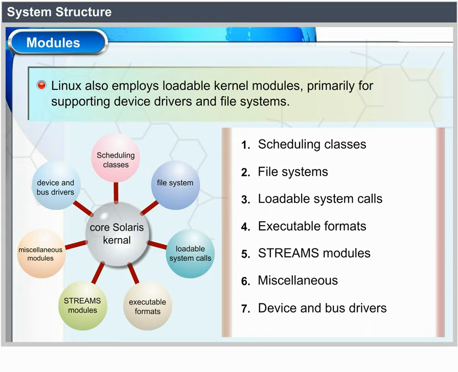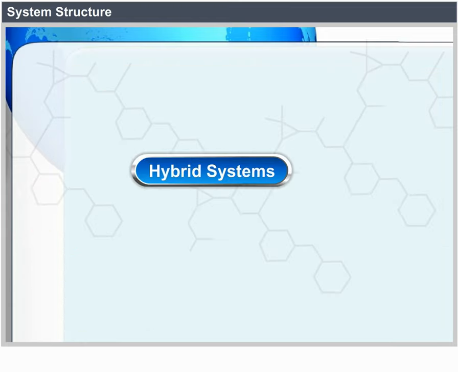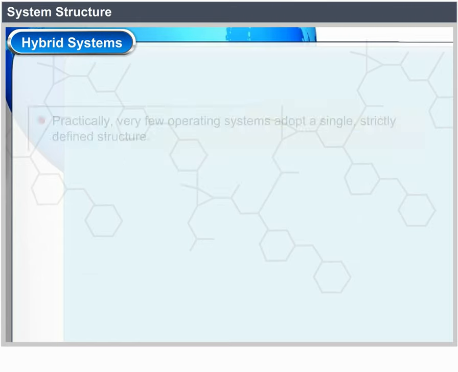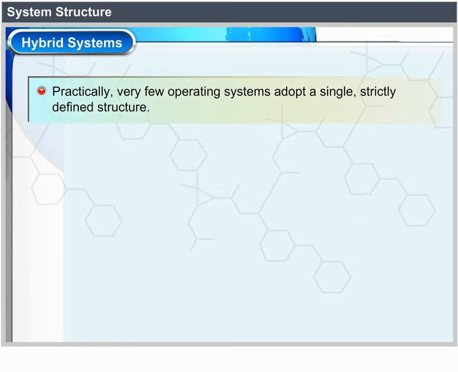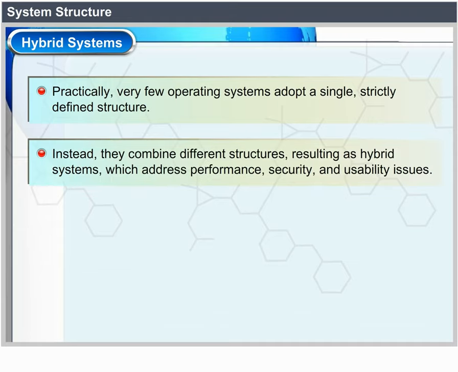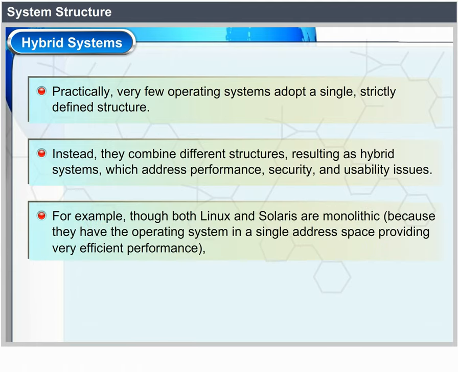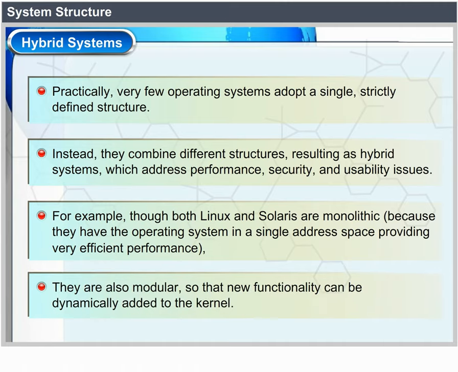Hybrid systems. In practice, very few operating systems adopt a single, strictly defined structure. Instead, they combine different structures, resulting in hybrid systems that address performance, security, and usability issues. For example, both Linux and Solaris are monolithic because having the operating system in a single address space provides very efficient performance. However, they are also modular so that new functionality can be dynamically added to the kernel.